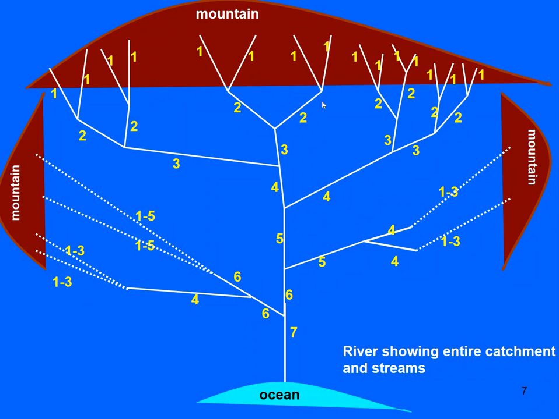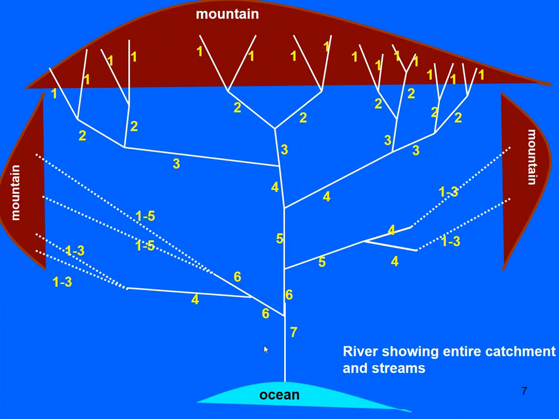Then you have 2 second order streams running together. There's the confluence, and it forms a third order stream. In reality, what does that mean? The third order streams are slightly bigger because they now accommodate the water of all of those streams together. Then you have to have 2 third order streams to form a fourth order stream, 2 fourth order streams to form a fifth order stream, etc.